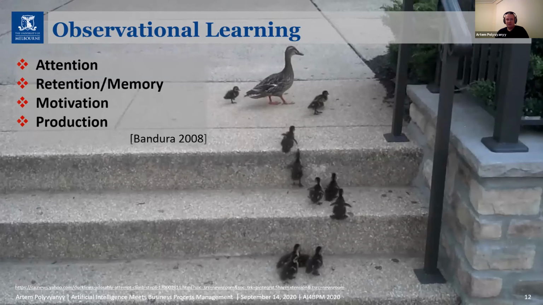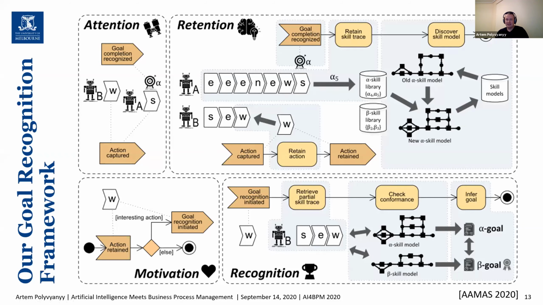So we took these 4 phases as the general framework, conceptualized it a bit further, and developed this framework, which we published earlier this year. It's a framework for goal recognition, inspired by this principle of observational learning. It was published in the AAMAS 2020 conference. This framework is composed of these phases: attention, retention, motivation. But instead of production, we are not really repeating the behavior. We are just recognizing the behavior of others based on what we learned.